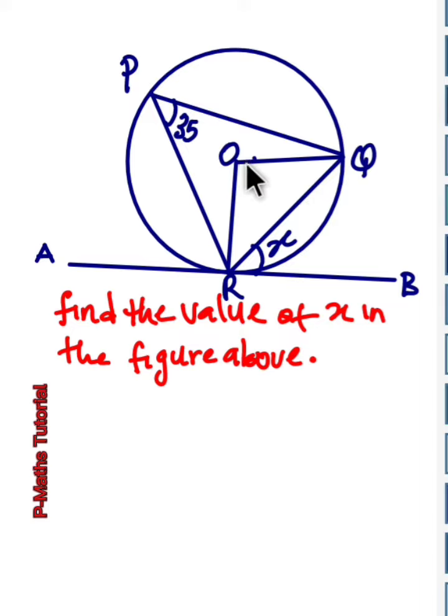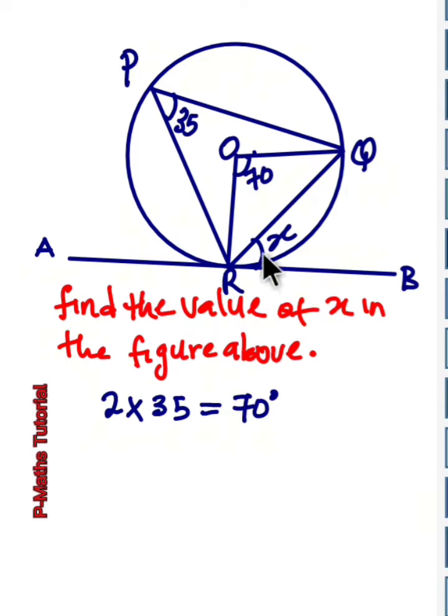You remember that the angle subtended at the center of a circle is always twice the angle at the circumference of the circle. This angle is formed at the circumference, and this is the center. So the angle at the center is 2 times the angle at the circumference, which is 35. That gives us 70 degrees. So the angle here is 70 degrees.